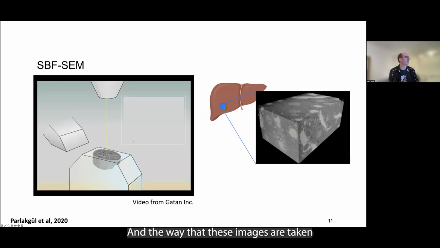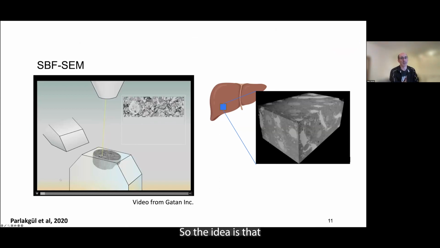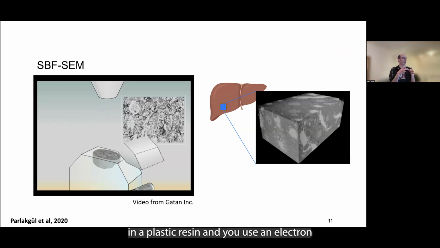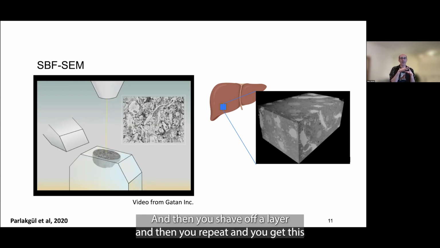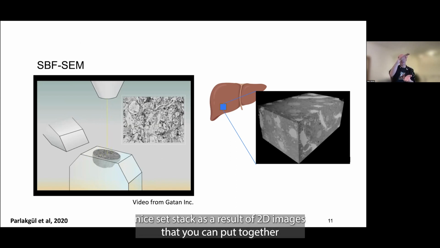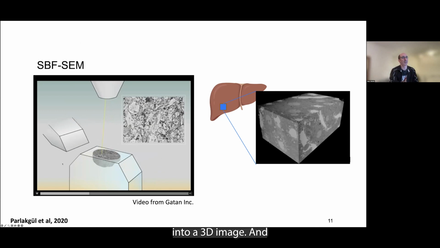The way that these images are taken is to use volumetric electron microscopy. So the idea is that you have a tissue block in a plastic resin, and you use an electron microscope to take a very high resolution image of the top of the block, and then you shave off a layer, and then you repeat, and you get this nice Z stack of 2D images that you can put together into a 3D image. And this is the kind of thing that results.